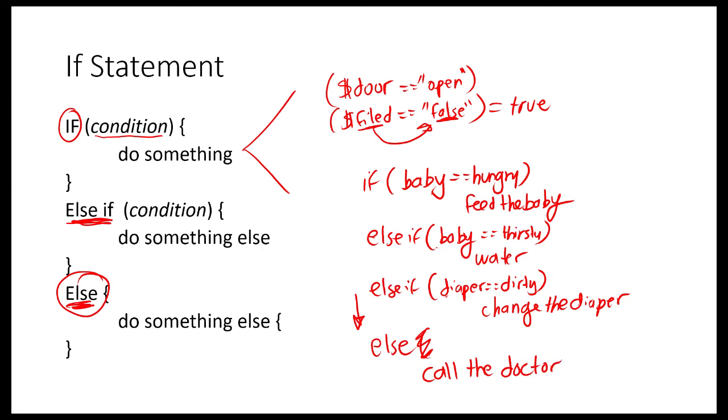So the computer is going to start on the if statement. And if the condition is not met, it's going to go to the first else if statement, and then the next one, and the next one, until it's done. And if we have an else, then we're going to execute something here. And it's going to stop at the first true statement. So if the baby is thirsty and the baby's diaper is dirty, it's going to give the baby water, and it's going to stop right here. It's not going to change the diaper too. It's just going to give the baby water.